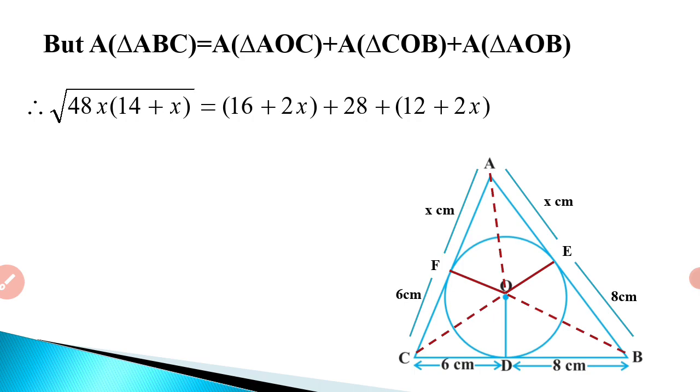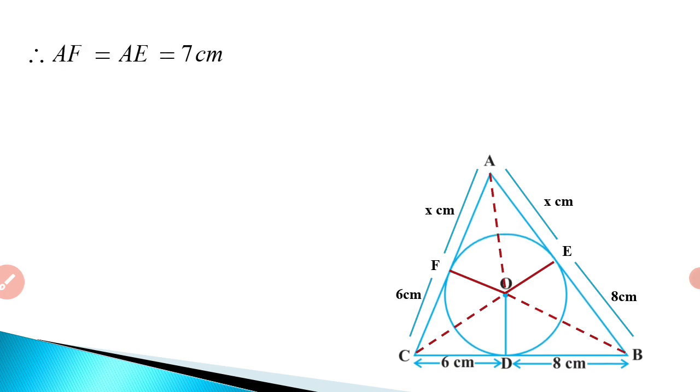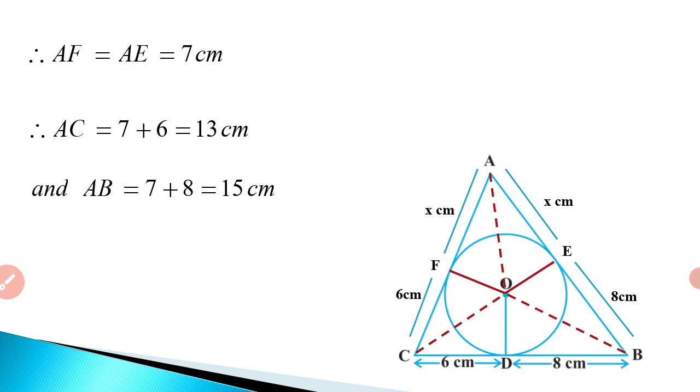To remove the square root on the left hand side, we are going to square the entire statement. We are going to use the cancellations and all. When we solve it further, we get the value of x to be equal to minus 14 and 7. Negative value is not possible because it is the length, so we are going to keep x as 7. And if x is equal to 7, let us find out the length of AC, which is 13 centimeter, and AB, which is equal to 15 centimeter.